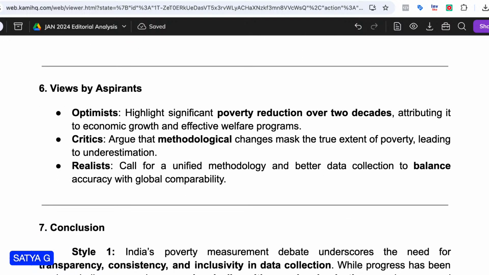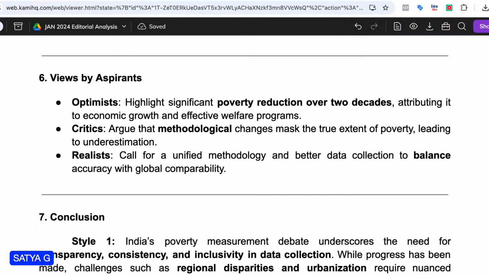So finally it comes to the views. Friends, being an aspirant, we need to celebrate the success. Over the 2 decades, we have achieved poverty reduction. If you observe, in 1950 we had nearly 55%, and now in 2022 we have come to 16.4%. So there is a big gap in the reduction. It is some type of success. You can attribute that to economic growth and effective welfare program implementation. That is the thing you can mention.